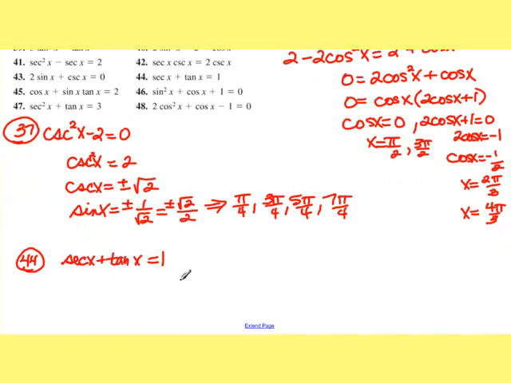Secant x plus tangent x equals 1. So is there a way we can rewrite secant x plus tangent x? Well, we know secant x is what? 1 over cosine x. Tangent is sine x over cosine x, and that's equal to 1. So we can add those to get 1 plus sine x over cosine x is equal to 1.